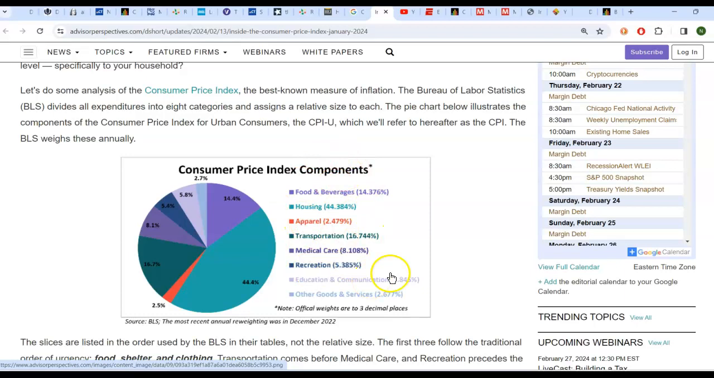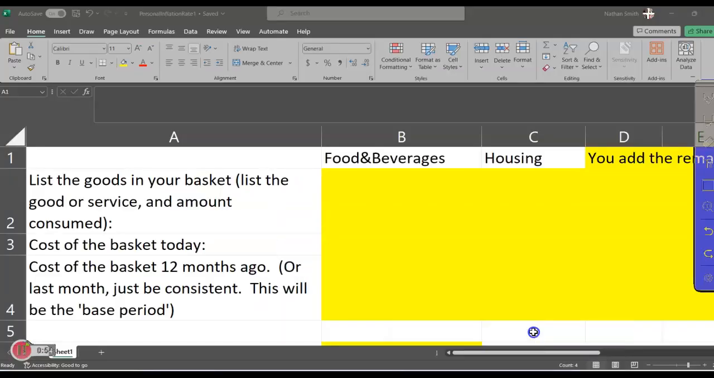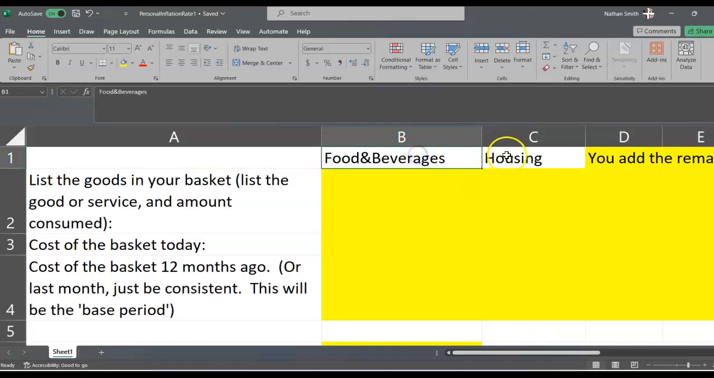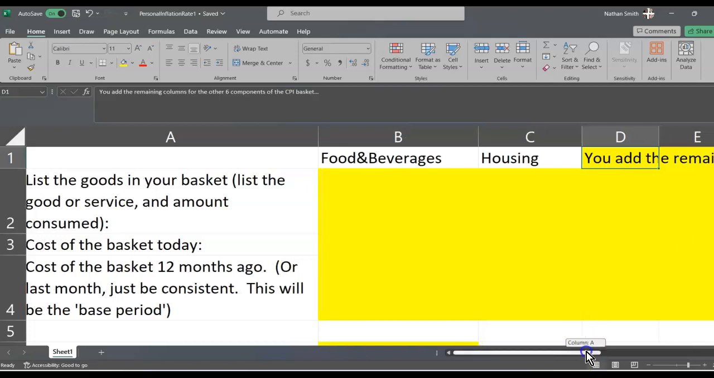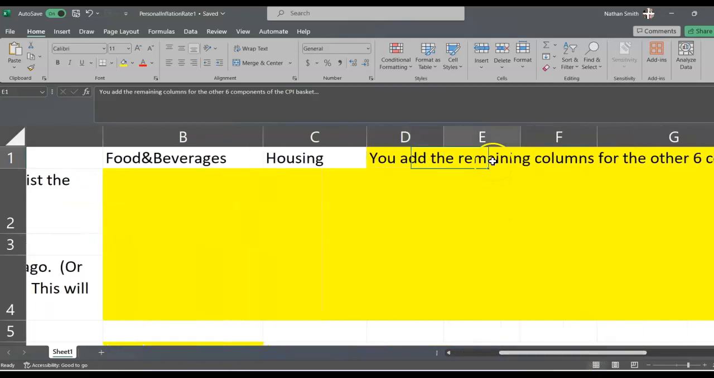So what I want you to do is take the 1, 2, 3, 4, 5, 6, 7, 8 total components of the consumer price index, and you're simply going to list those categories in the first row here. So you can see I gave us 2 of them already, and then you would add, for example, the apparel, the transportation, etc. in the remaining columns.